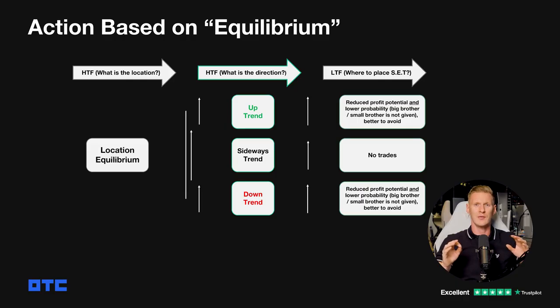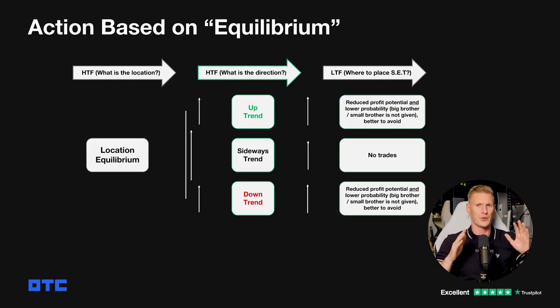If the HTF is in an uptrend and our LTF zone is located in the equilibrium zone of the HTF, the profit margin is medium. While trading from equilibrium doesn't provide the same potential as zones positioned at extremes, high or low, it's still a viable setup. In a strong uptrend, prices may not pull back to the extremes often. So equilibrium zones offer a chance to trade with the trend.